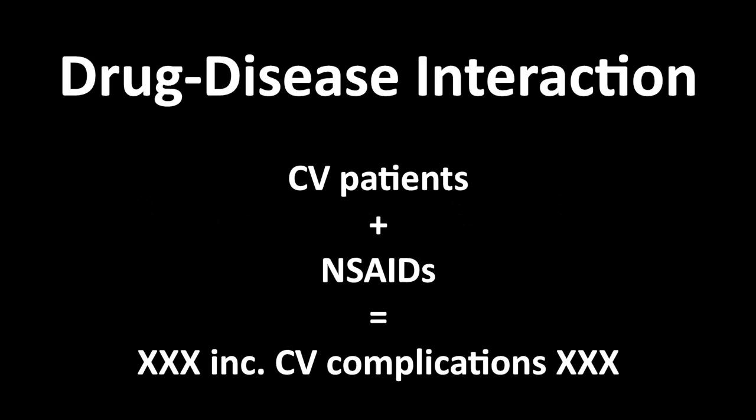Example for drug-disease interaction will be in patients in which cardiovascular disease is established. In such patients, NSAIDs are usually not recommended except for aspirin because these other NSAIDs will increase the risk of cardiovascular events more. For this reason, in cardiovascular patients, NSAIDs except aspirin should not be given, for they may exacerbate their condition. So this was our 7th important aspect of a drug.